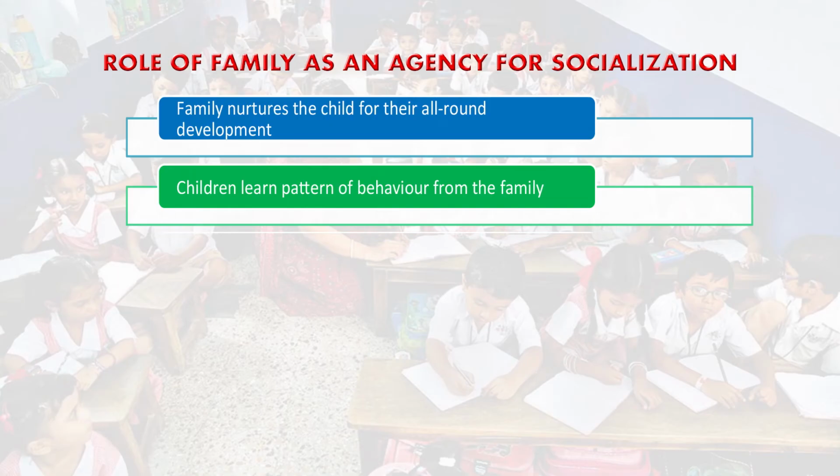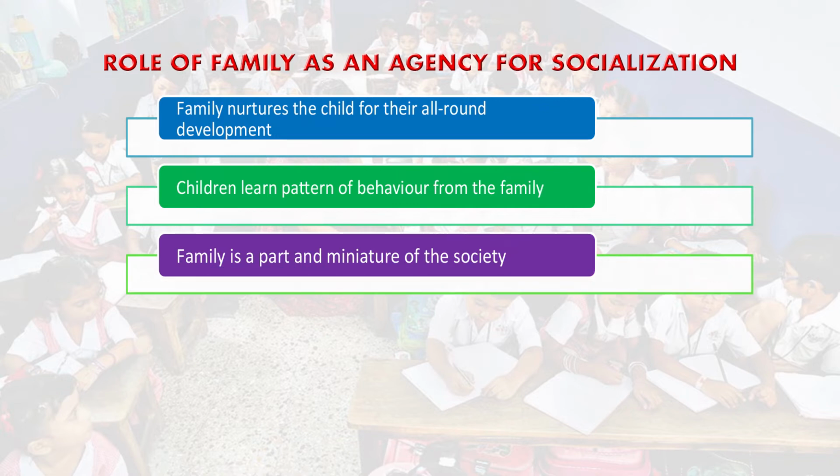And further, another role of family is that the family is a part and miniature of the society. I have already said that the rules and regulations, the culture, the traditions and the practices that we follow in the society are also reflected in our family. Though the family is a very small unit, with few members, it may be 4, 5 or 6, still we can say that a spirit of group living starts from the very beginning in the family.